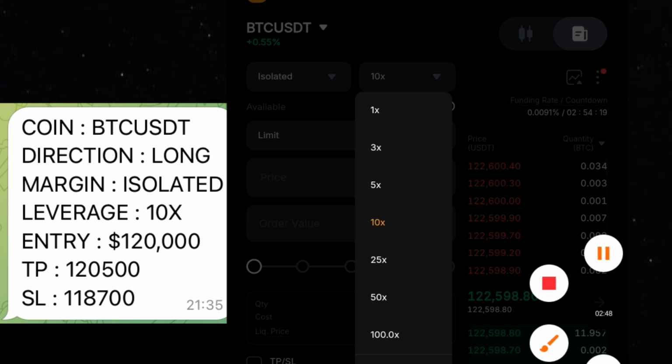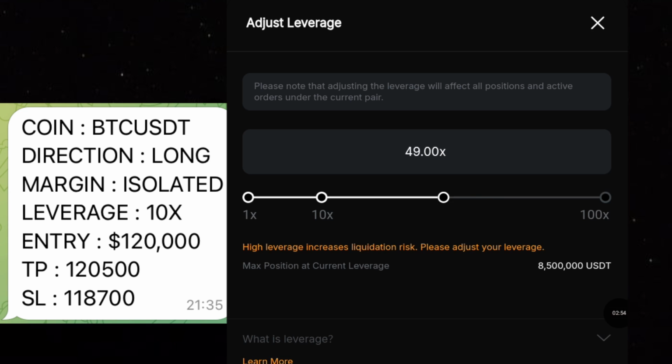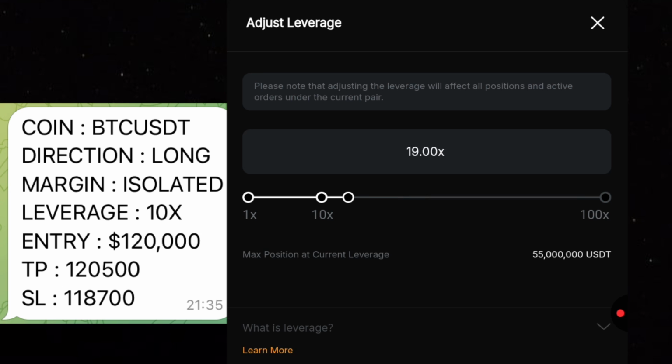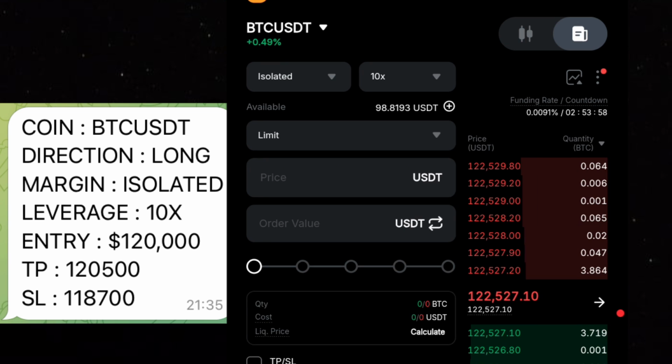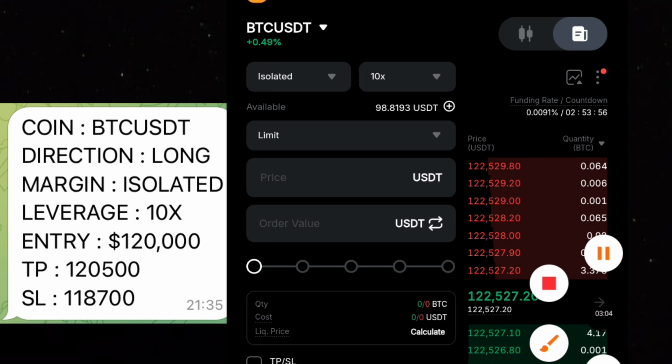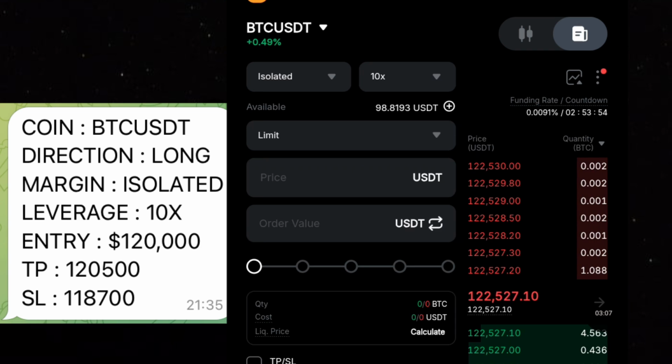Now if you don't see the particular leverage you want, you can click on customize to customize your own leverage. But for now, let's make use of 10 times leverage because that is exactly what it is on the signal. Okay, now people will be asking, what is isolated?